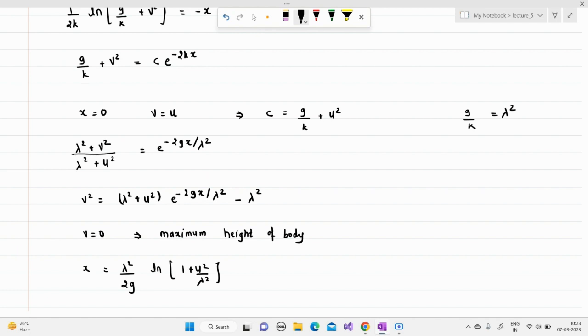Now instead of x, let's write h, that is, h is the maximum height. See, in this equation, we put x is equal to h and v equal to 0, and we find the value of this h. So on rearrangement, you will get this answer. Okay, so this was our final answer.